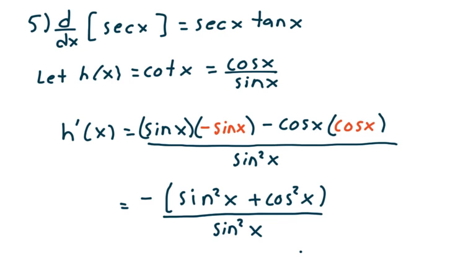Now let h of x equal cotangent of x, which is equal to cosine x over sine x.